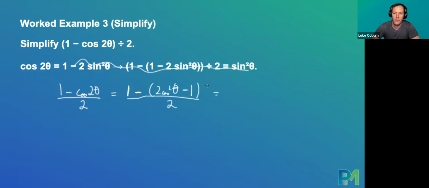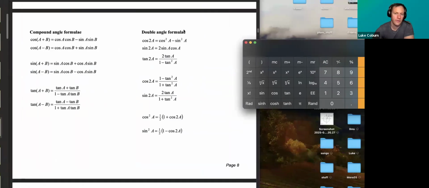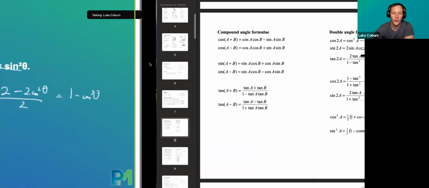And then we have, this will be 1, this will be 2 minus 2 cos squared theta all over 2, and then it's like 1 minus cos squared theta. There's an awful lot of this stuff dedicated to just playing around with these things, to see if we can get from one to the other, you know?